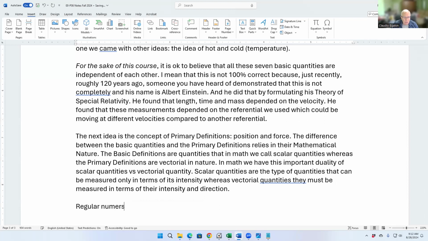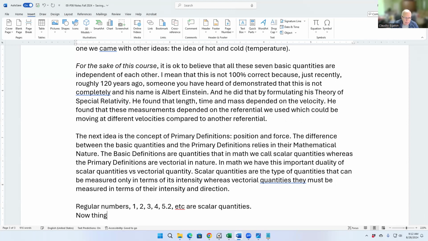Regular numbers, 1, 2, 3, 4, 5.2, etc., are scalar quantities. That's an example of scalar quantities.